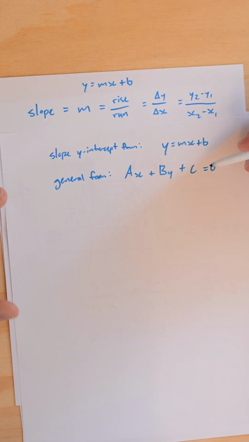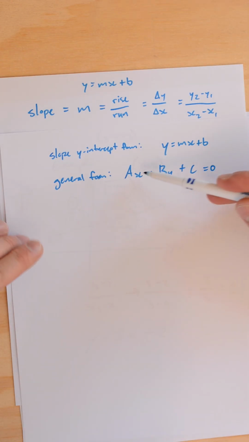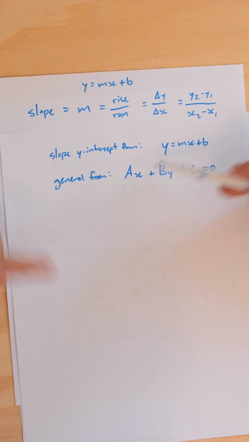We're not going to go into that today. Slope y-intercept form is the most useful to us because it tells you the slope and the y-intercept. It tells you 2 characteristics of the graph. General form doesn't do that for us. When we have general form, usually we want to rearrange it into slope y-intercept form. We can talk about that, but we're probably not going to talk about it today.